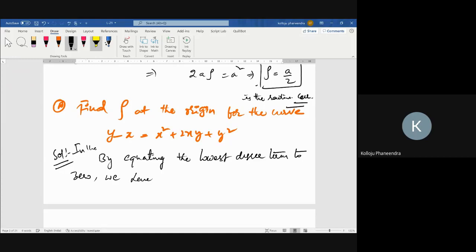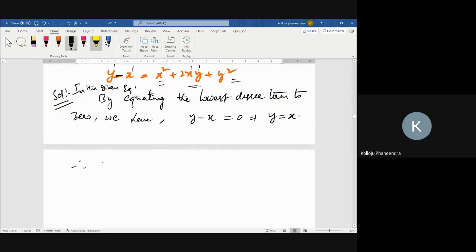In the given equation, by equating, what is the lowest degree term? This is 2, this is 1 plus 1, 2, this is 2, this is 1 and this is 1. Here minus is there, right? Therefore, the lowest degree term is y minus x equal to 0, that is y equal to x. Therefore, y equal to x is the tangent at origin.